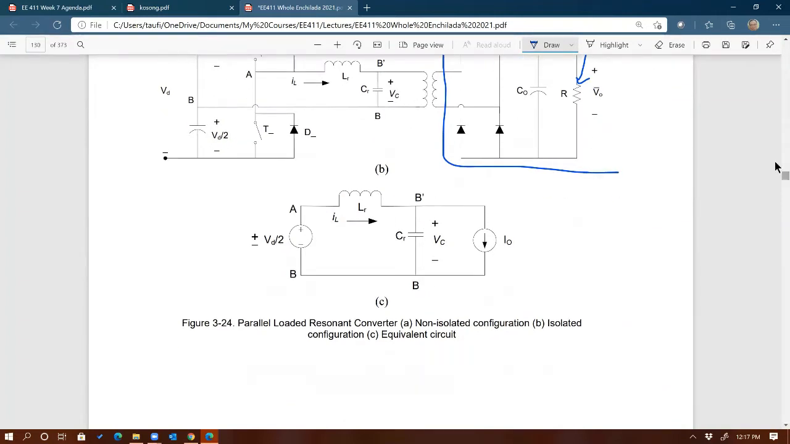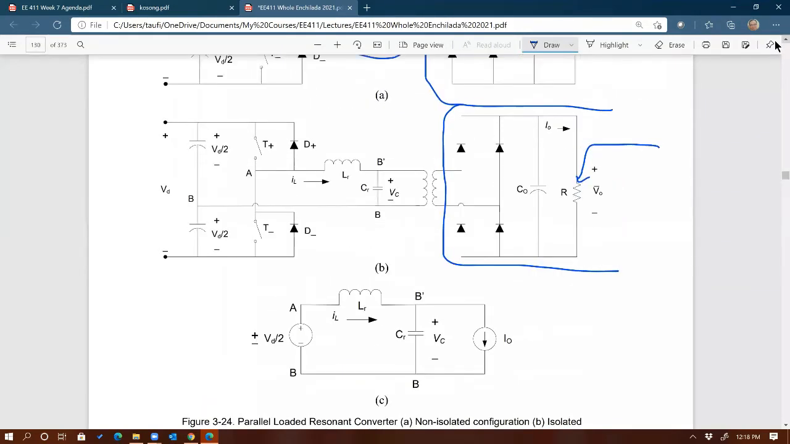Depending on which device is conducting. Okay? But in terms of determining the sign of the input voltage to the tank, you can see there's also plus minus right there. And we already are familiar with this, right? From series loaded resonant, depending on which device is connected to the tank, that would determine whether or not you have plus or minus, right? On the input to the tank, right?